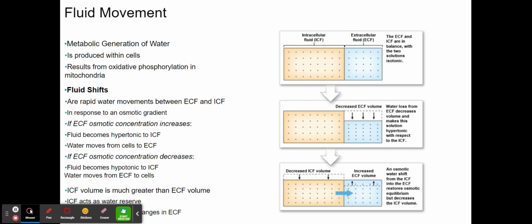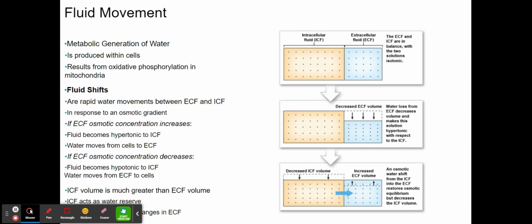A rapid water movement between the ECF and the ICF in response to an osmotic gradient is called a fluid shift. Fluid shifts occur rapidly in response to changes in the osmotic concentration of the ECF and reach equilibrium within minutes to hours. If the osmotic concentration of the ECF increases, that fluid will become hypertonic with respect to the ICF. Water will then move from the cells into the ECF until osmotic equilibrium is restored.